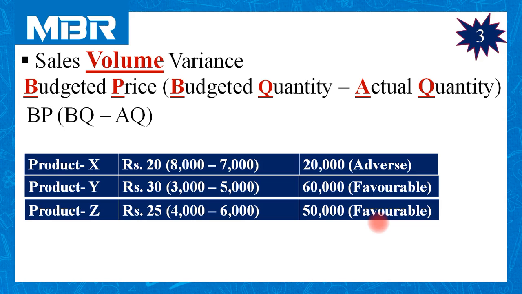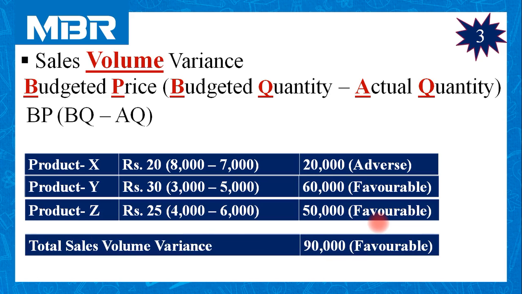20,000 adverse in case of X, 60,000 favorable in case of Y, and 50,000 favorable in case of Z. So total sales volume variance is rupees 90,000 favorable. 60,000 plus 50,000, 1,10,000 favorable minus 20,000 adverse equals 90,000 favorable. With this, our primary variance comes to an end. Let us move to the fourth variance.